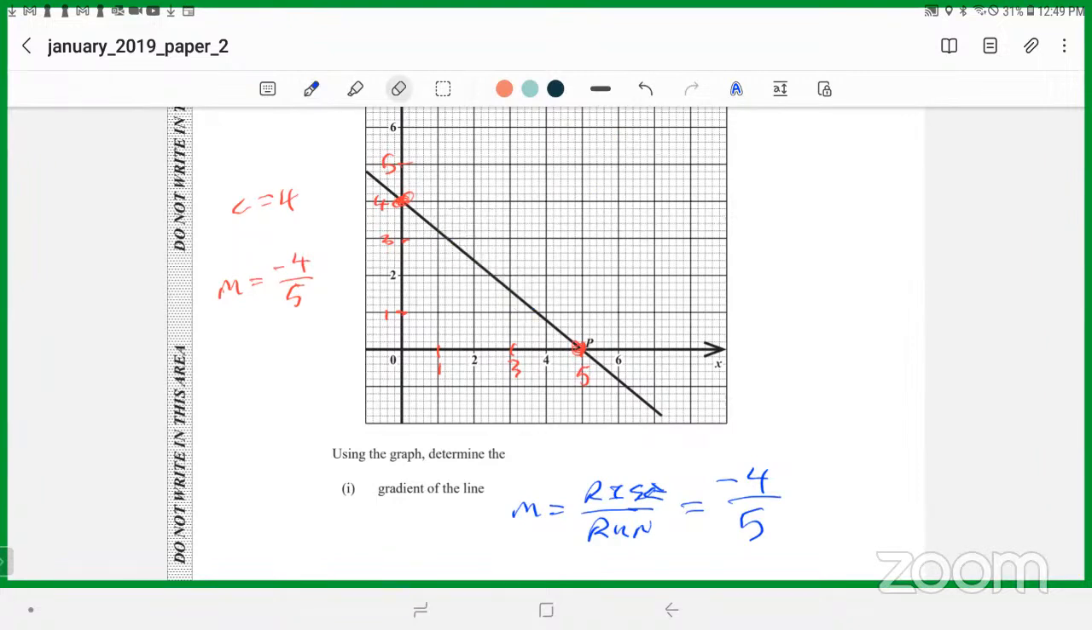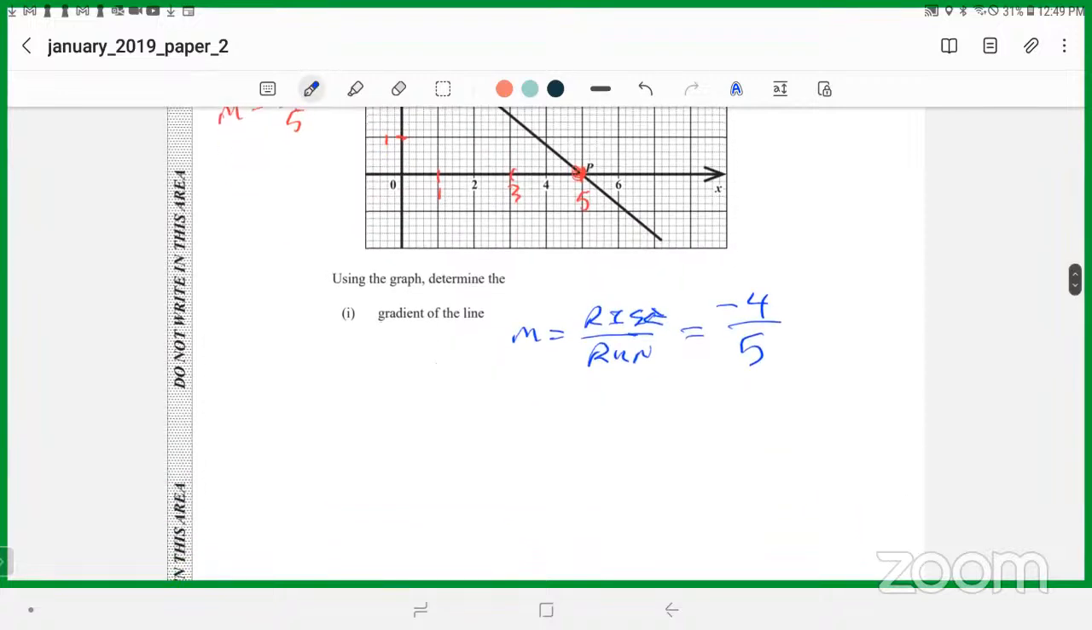Remember, gradient is 0 if you're going straight across, because there is no rise, only run. If you have a vertical line, the gradient is undefined because there is no run. You have a rise divided by 0. So the gradient is undefined, infinitely large, if the line is vertical. Remember those things from class.